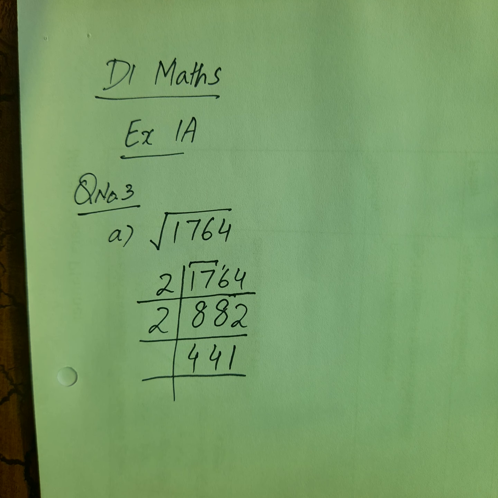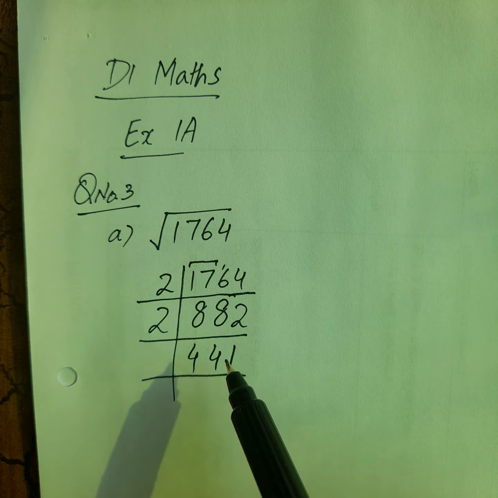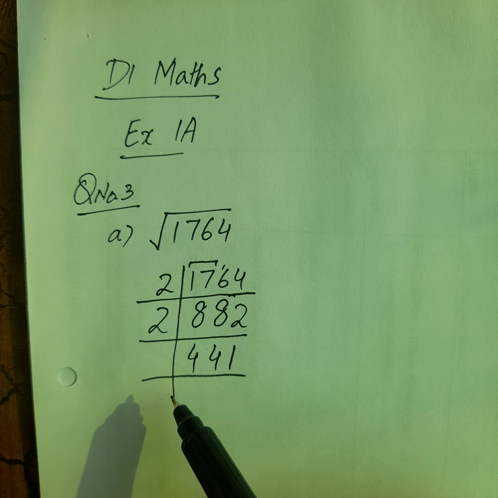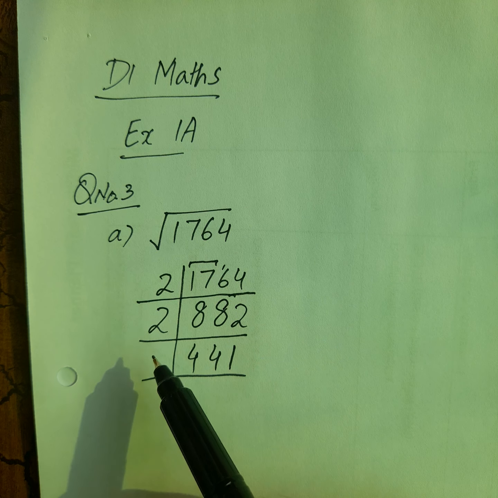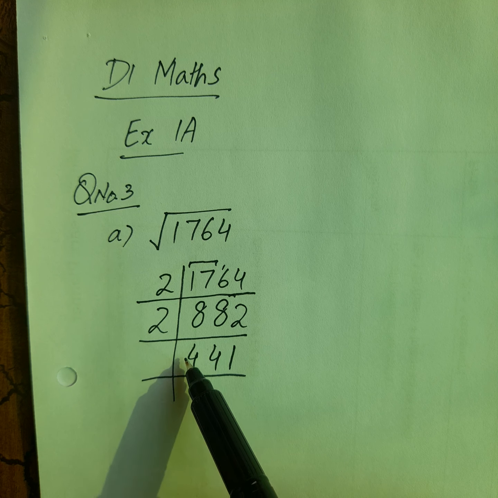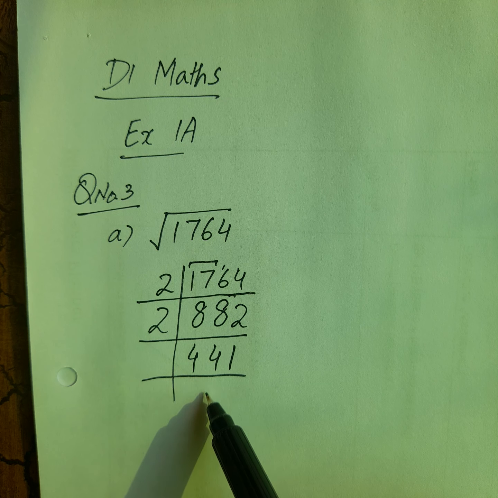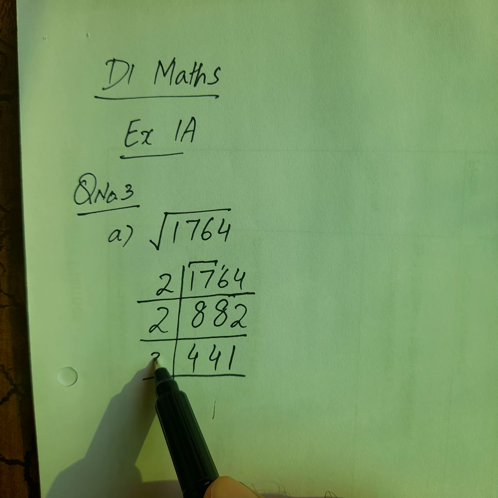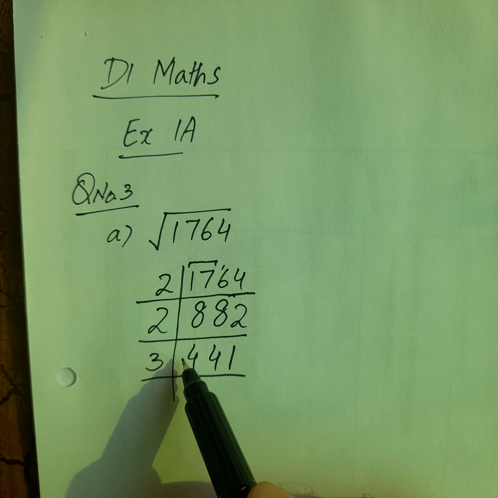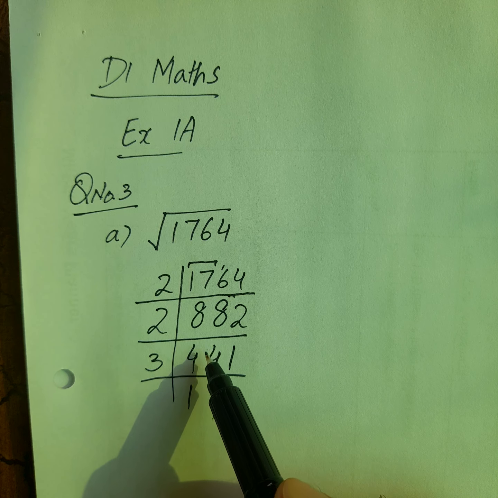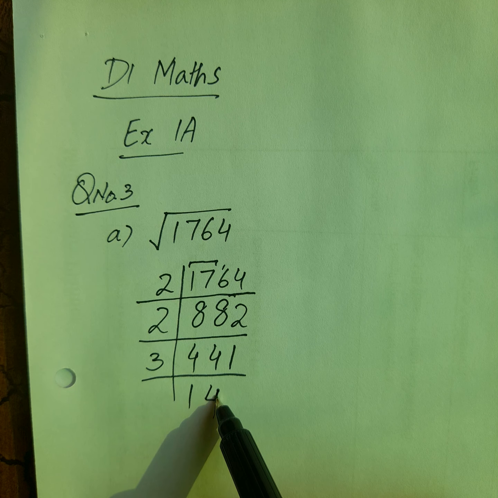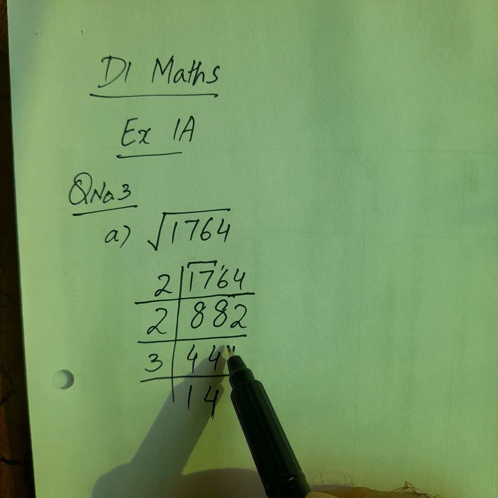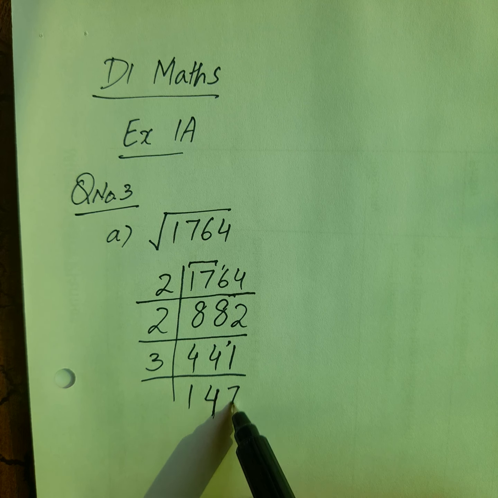Now 441 is not an even number, so we will think of the next possible prime number by which 441 can be divisible. Let us divide it by 3. 3 1s are 3, then 3 4s are 12, and it will be 21. Yes, 3 can easily divide 441, so let us write it. 3 1s are 3. The difference between 4 and 3 is 1. We will attach 1 over here and it will become 14. Now 3 4s are 12, the difference between 14 and 12 is 2, so we will put 2 over here. Now 3 7s are 21.